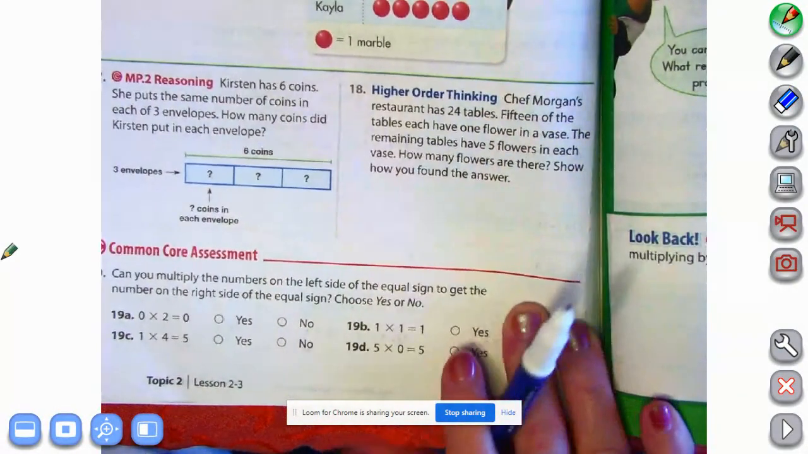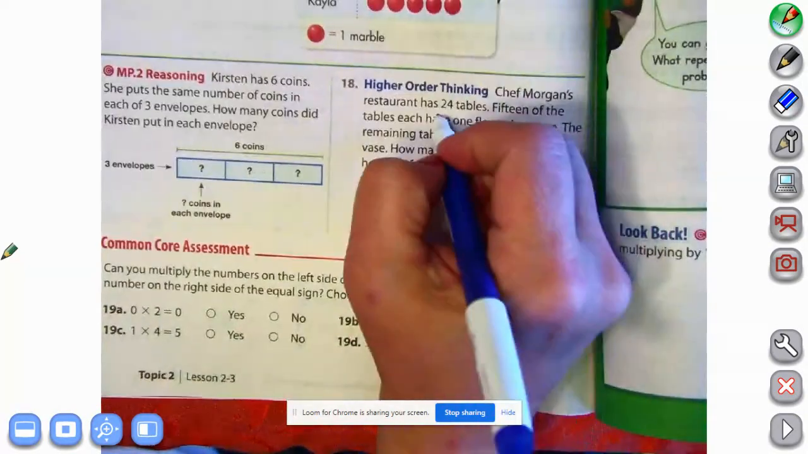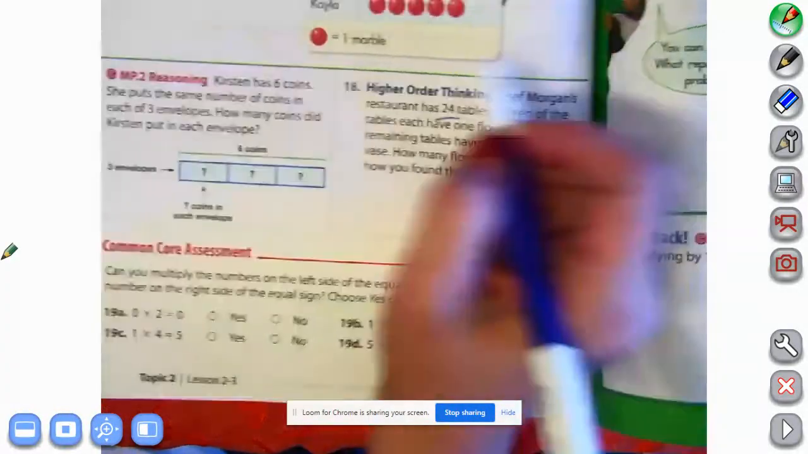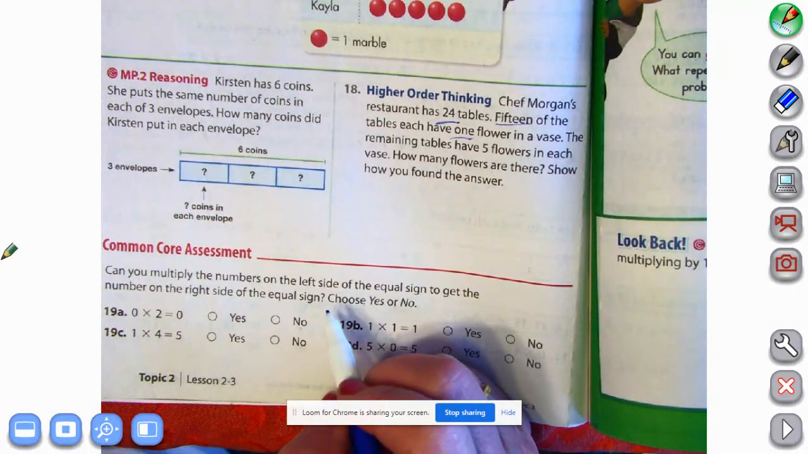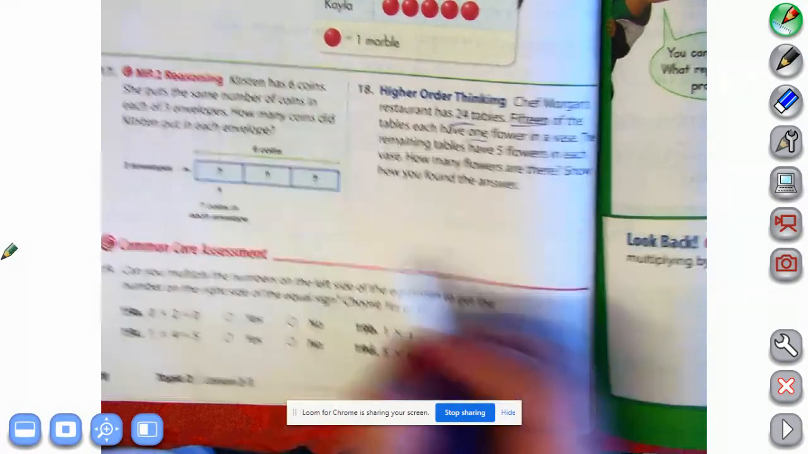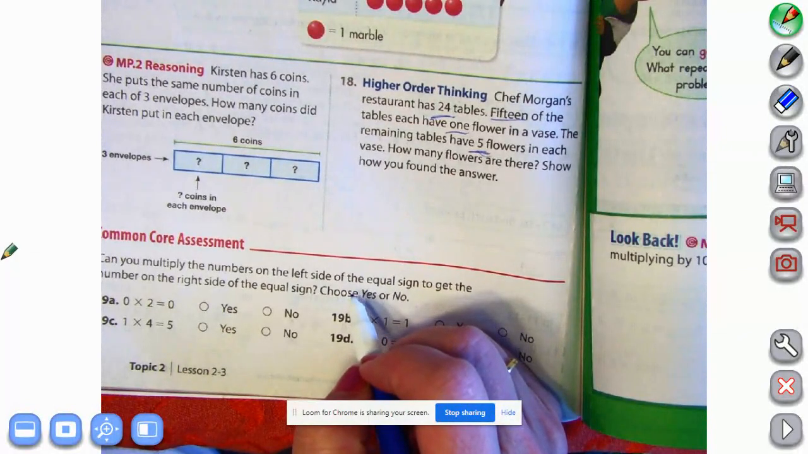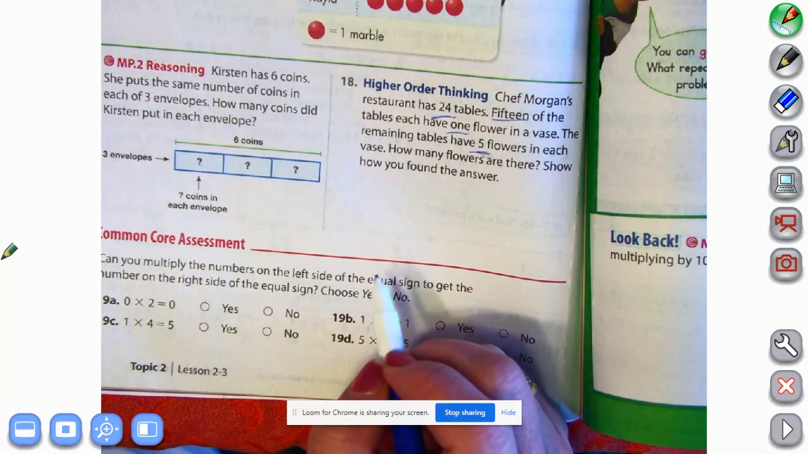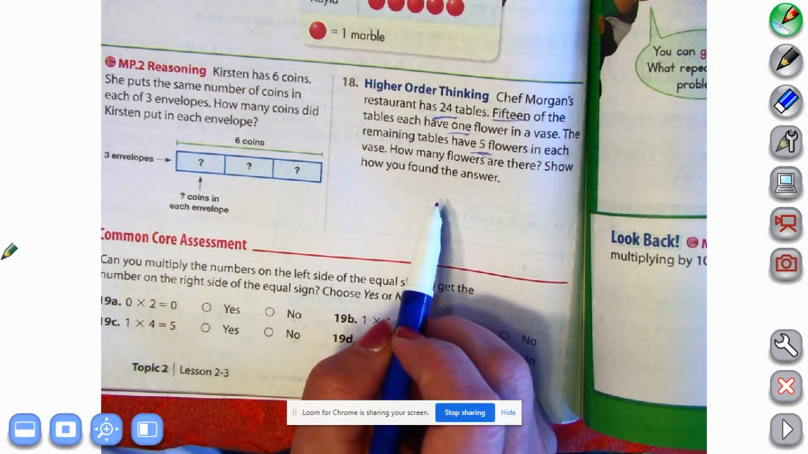And then number 18, Chef Morgan's restaurant has 24 tables. That might be important. 15 of the tables each have 1 flower in a vase. The remaining tables have 5 flowers in each vase. How many flowers are there? Show how you found the answer. Okay. How many flowers are there?